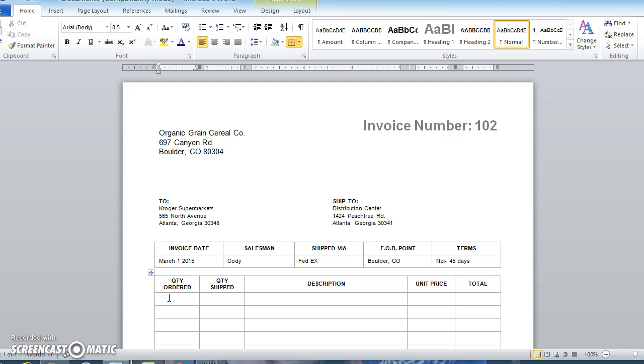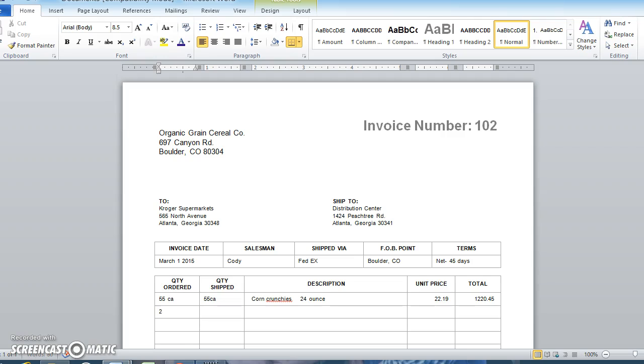Okay, and then the quantity ordered was 55 cases, and shipped was also 55 cases, and the description was Corn Crunchies 24-ounce packages. And the unit price was $22.19. The total is making it $1,220.45.